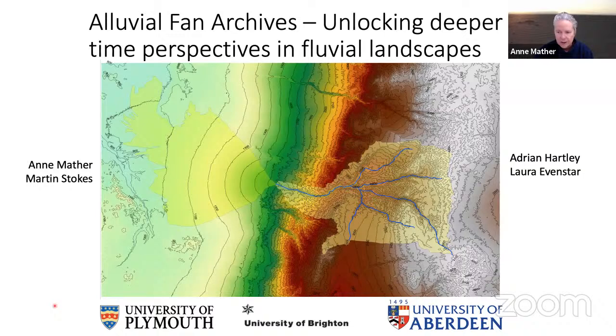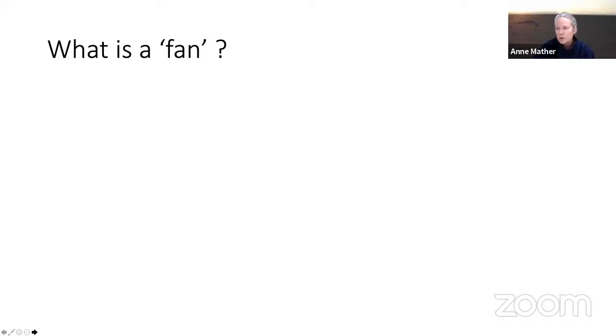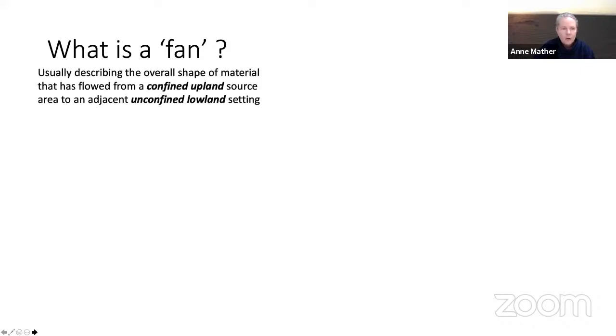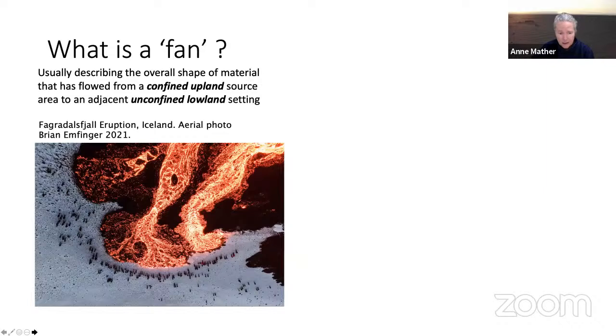And this is a joint effort. These are ideas really that I've discussed with Martin Stokes, with Adrian Hartley, who's a geologist in Aberdeen, and with Laura Evenstall, who's a geoscientist at Brighton. So coming at it all from slightly different perspectives. So I just want to start off really by saying, so what do we mean by a fan? And what we're usually talking about here is the shape, or really the morphology of material that's deposited when it comes from an upland source, a confined upland source, to an unconfined lowland source.